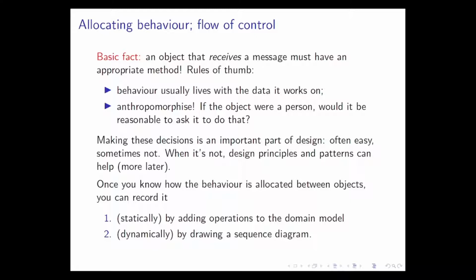Once you know how behaviour is allocated between objects, you can record it statically by adding operations to the domain model, or you can record it dynamically by drawing a sequence diagram, and typically you're going to want to do both, and you're going to want to check that those representations are consistent. That, for example, every message that occurs in a sequence diagram actually corresponds to an operation that's in the domain model and is in the correct class in the domain model.